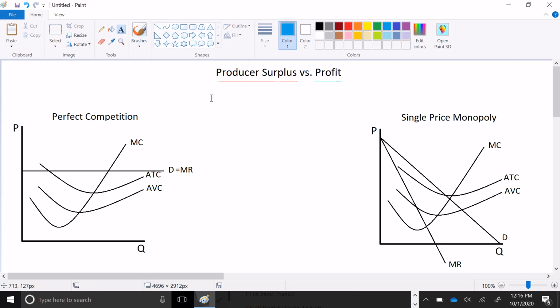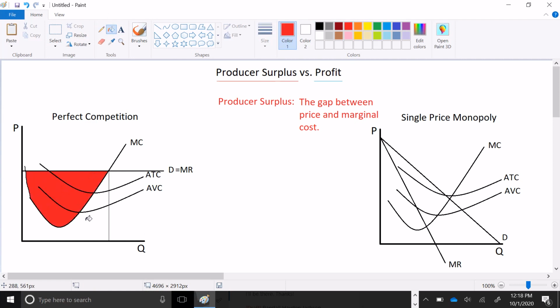So let's start with producer surplus. Producer surplus is the gap between the price and the marginal cost. So for each unit sold, if the price is greater than the cost of producing that unit, it creates producer surplus. Now, looking at this graph here on the left with perfect competition, I know that my monopolist would choose marginal revenue equals marginal cost to get their quantity. And this is the quantity that they would produce. Let's shade producer surplus on here. It would be everything below the price and above the marginal cost curve.